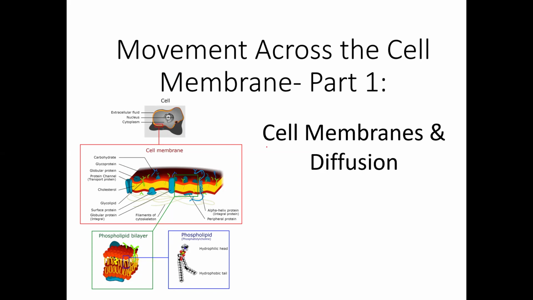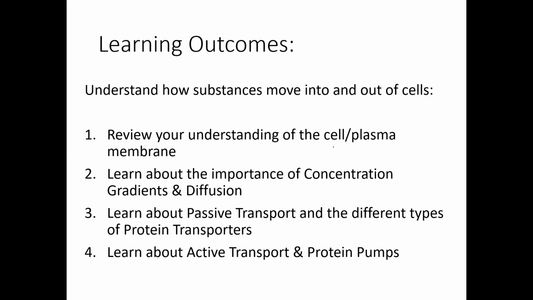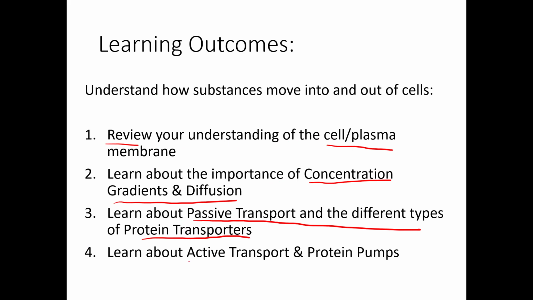What we're going to be covering today are cell membranes as well as diffusion. So, our learning outcomes are that we're going to do a quick review of exactly what the cell membrane or plasma membrane is. We're going to learn the importance of concentration gradients as well as diffusion. We're going to learn about passive transports and the different types of protein transporters. And then finally, we're going to look at active transports as well as protein pumps.